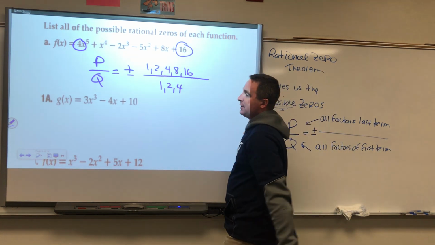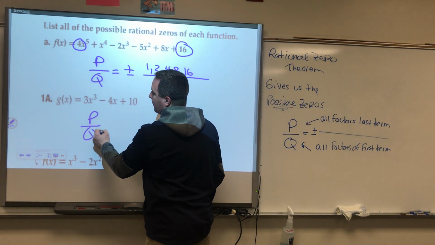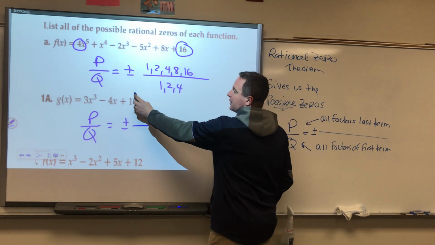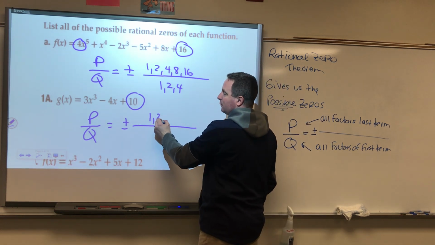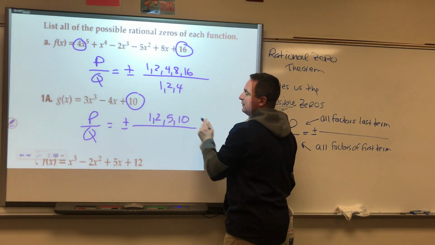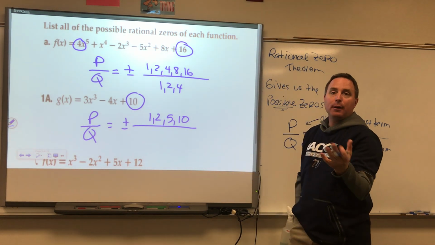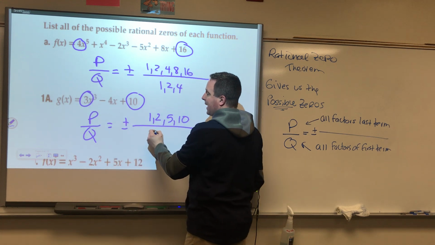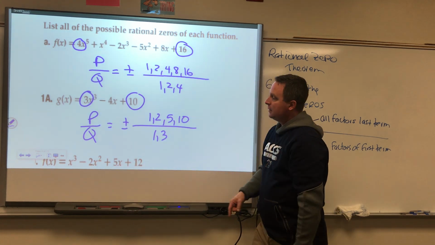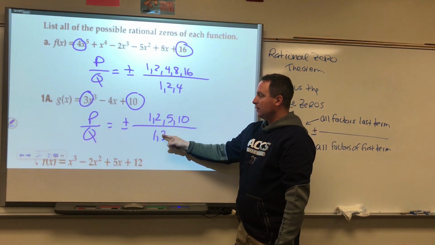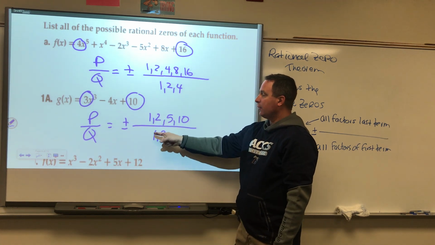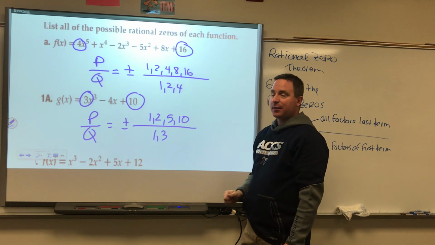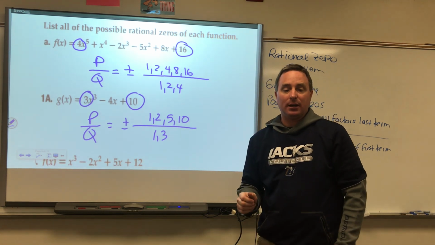Okay, here's another one. How about this guy? What if I wanted all the possible factors of this? Again, the numerator is the last term. That's my 10. 1, 2, 5, and 10. Or you could write 1 and 10, 5 and 2. Either one's okay. And the denominator is the factors of 3, 1 and 3. So again, it's 1 over 1, 1 over 3. 2 over 1, 2 over 3. 5 over 1, 5 thirds. 10 over 1, and 10 thirds. And all the negatives as well.